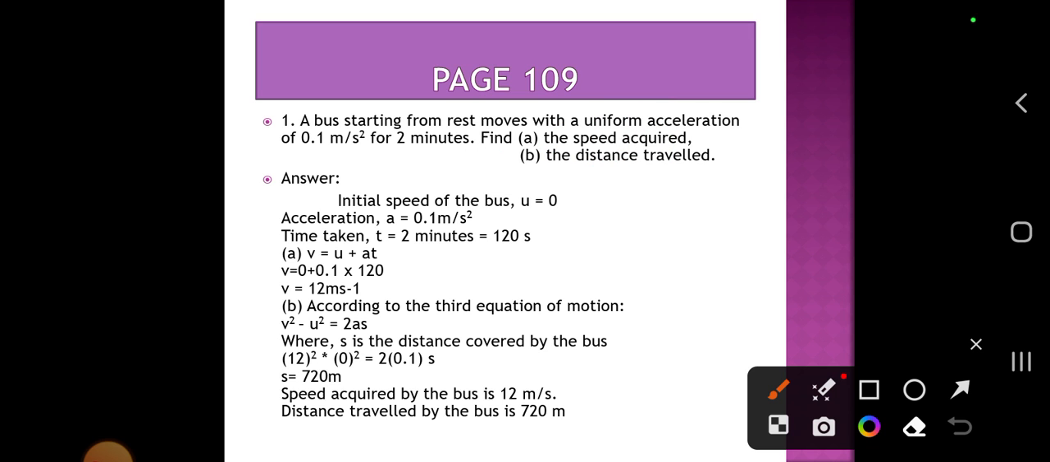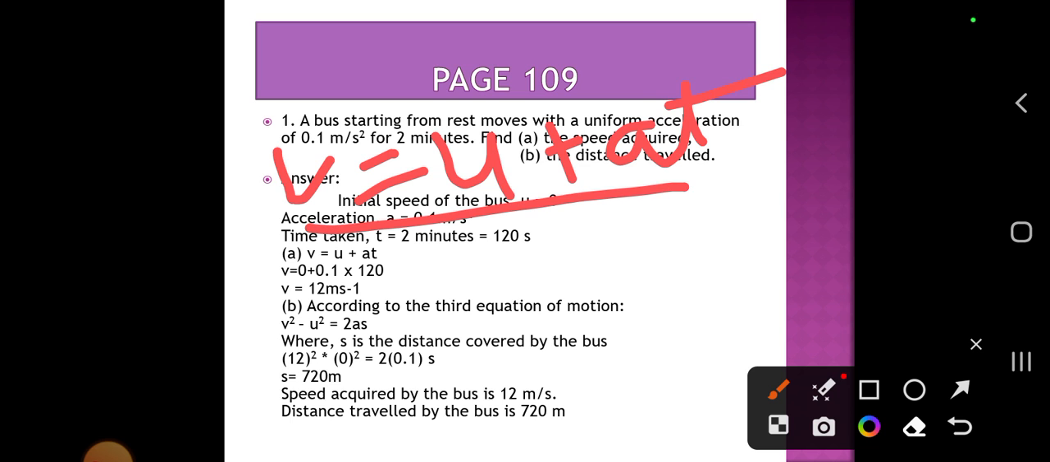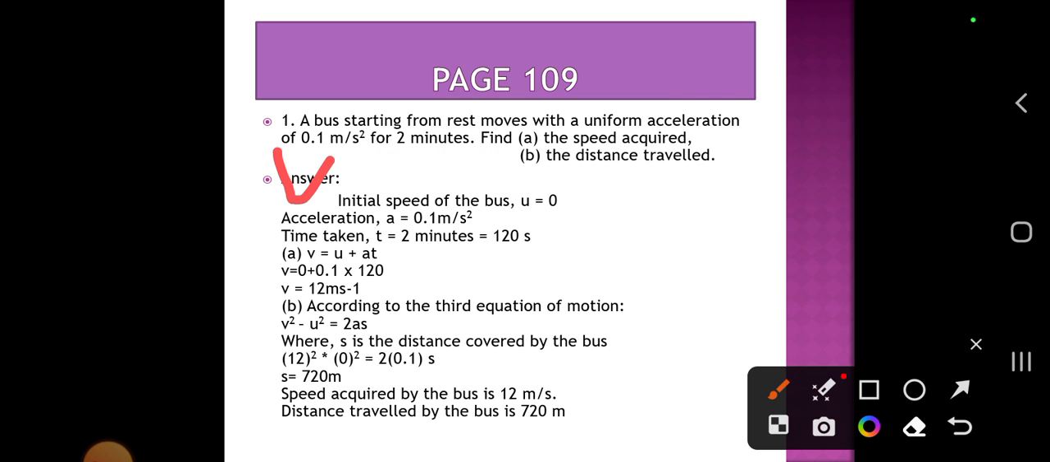So we know that v is equal to u plus at. Putting all the data in this equation, we will get our answer for the speed. Okay, v is equal to 12 meter per second.